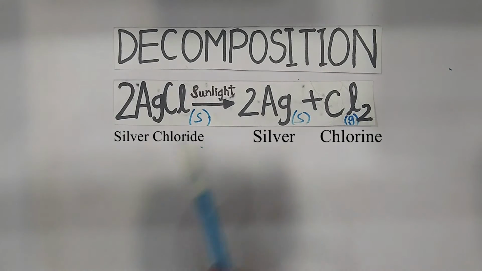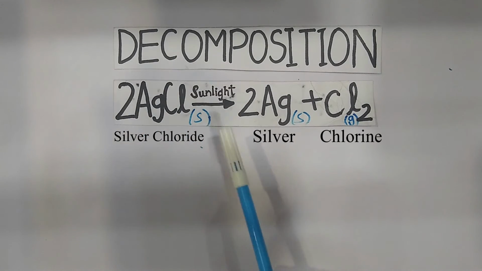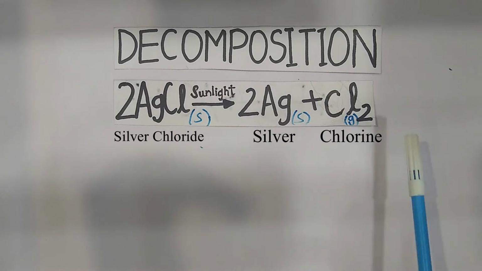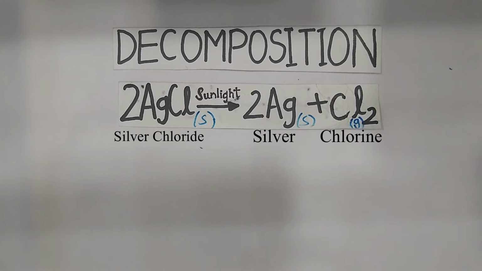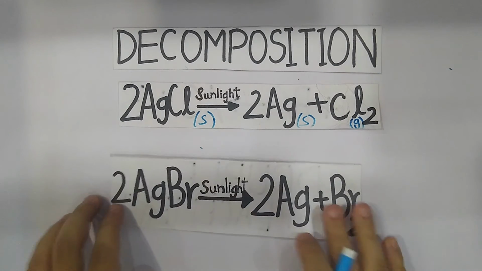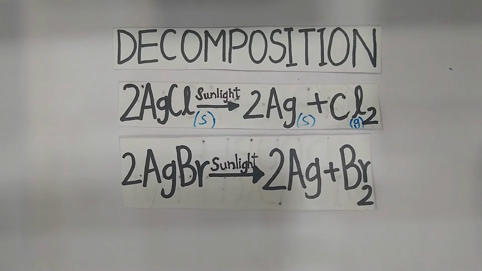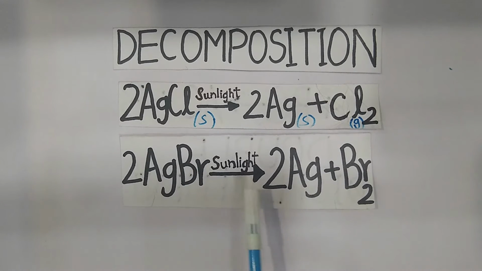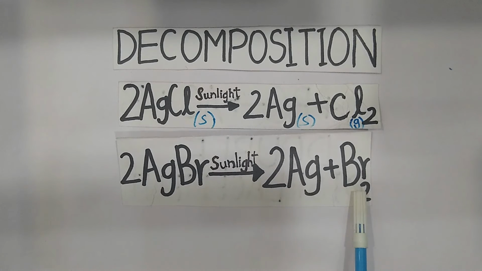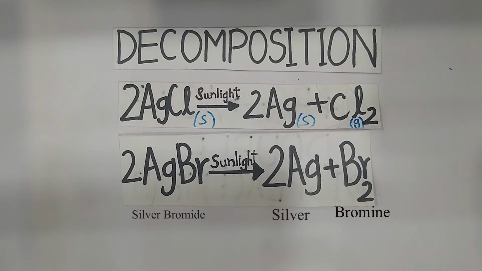So silver chloride in the presence of sunlight turns into silver and chlorine. Then we have another example for silver bromide. Silver bromide, when exposed to sunlight, gives us silver and bromine separately. So this also is similar to the previous reaction that we just saw.